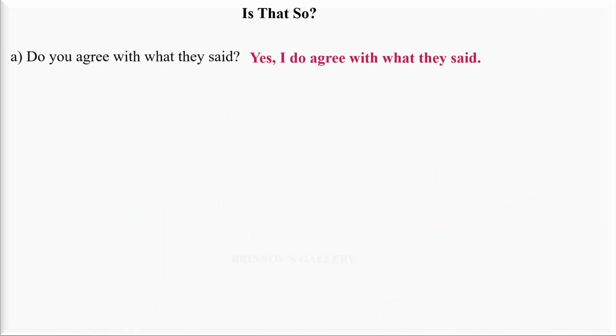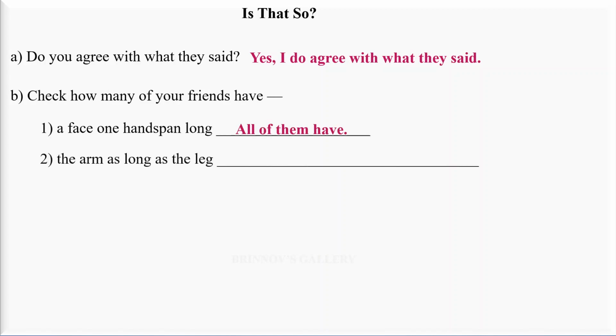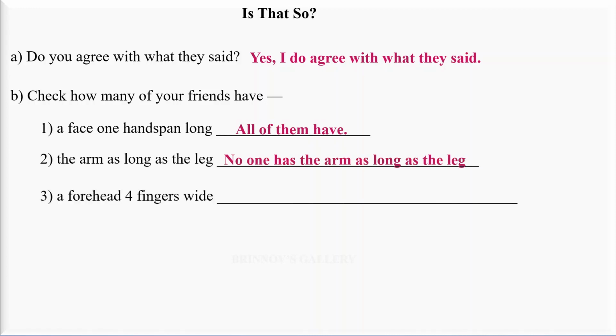Yes, I do agree with what they said. Check how many of your friends have a face 1 hand span long. Answer: all of them have the arm as long as the leg. Answer: no one has the arm as long as the leg. A forehead 4 fingers wide. Answer: all of them have a forehead 4 fingers wide.